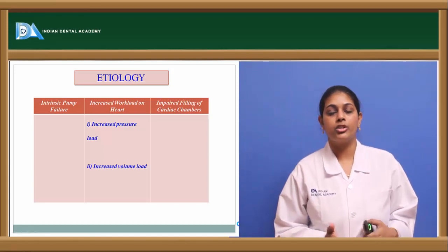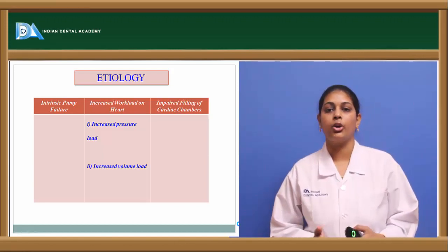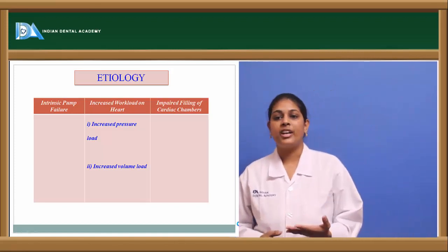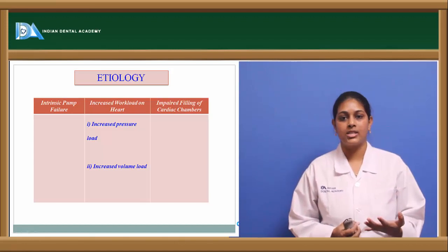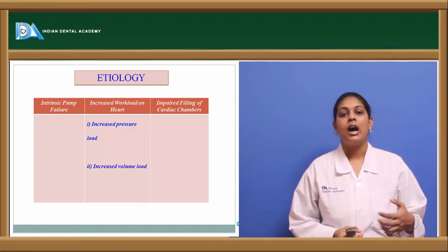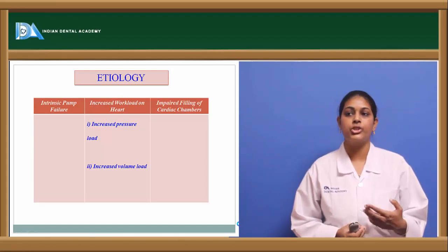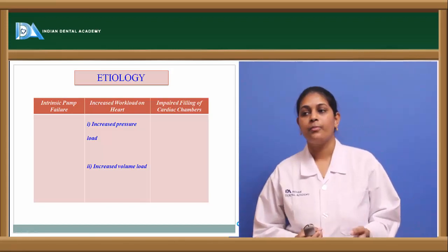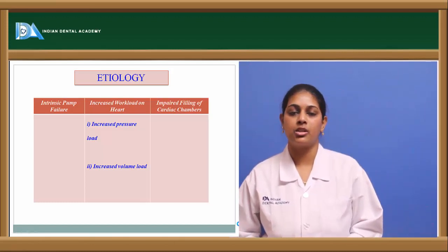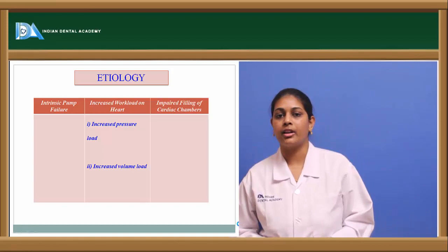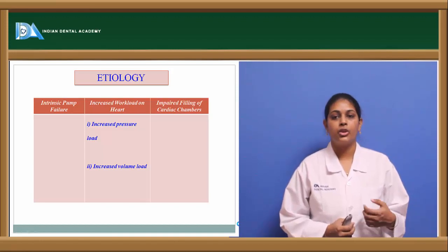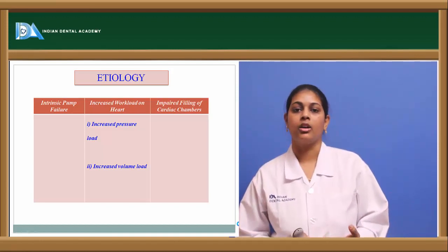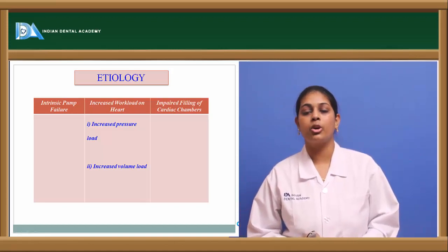Intrinsic pump failure is usually seen in ischemic heart disease as well as certain cardiomyopathies. Increased pressure load because of increased workload on the heart is usually seen in conditions like excessive exercise, arterial hypertension or valvular disease. Increased volume load is usually seen in conditions such as severe anemia and thyrotoxicosis, where there is an increase in the thyroid hormone produced, which has an effect on the heart. So these are conditions where there's increased workload on the heart, either because of pressure load or because of volume load.